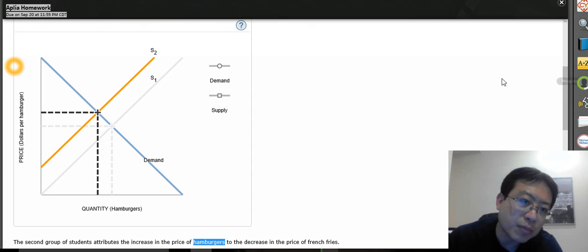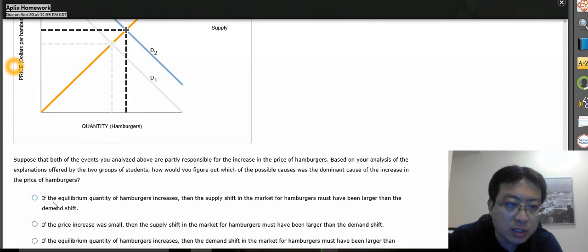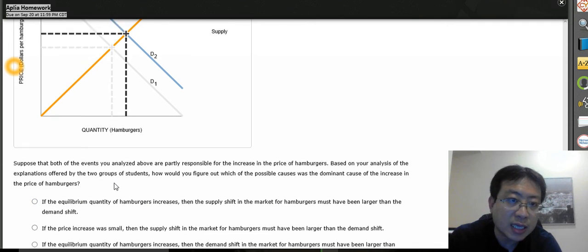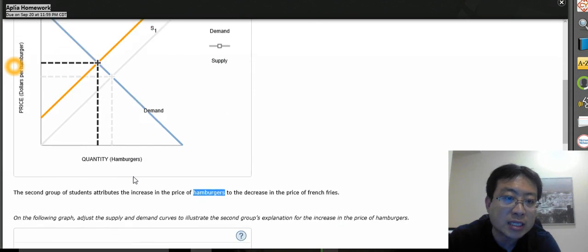Now you see how the two graphs both have an increase in prices, which is good. That's what we're looking for. But for quantity, in the first graph, scenario 1, the quantity decreased, and for scenario 2, the quantity increased. So the first choice says if the equilibrium quantity of hamburger increases, then the supply shift must be larger than demand shift. Well, this is actually a false statement, because if your supply changes more, then there will be a bigger force to push the quantity lower, so the quantity actually decreases.